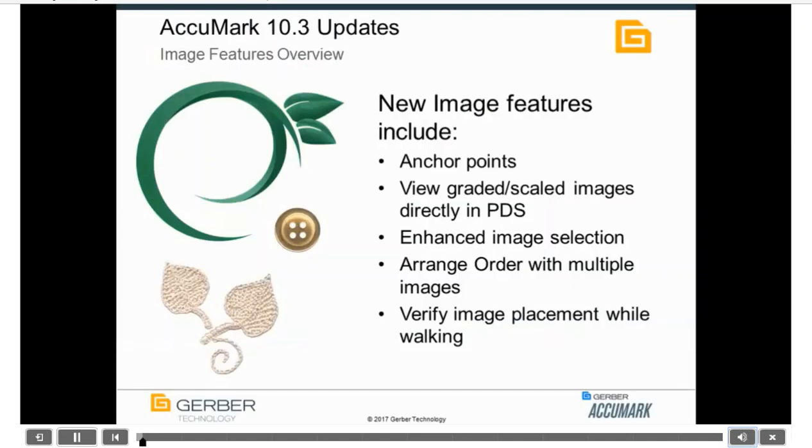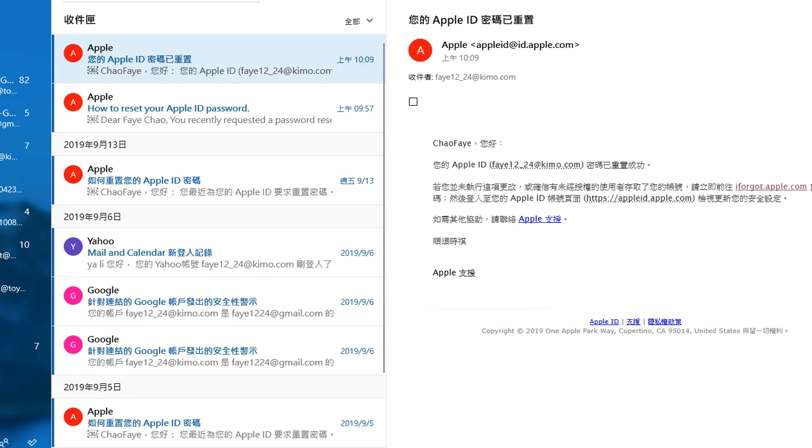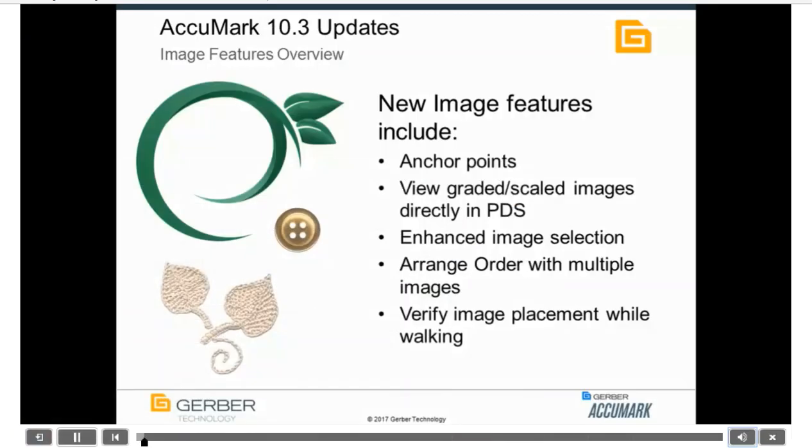For this version, we did a lot of upgrades and enhancements to our image placement capabilities. So when we talk about images, this is something that we brought in with the AccuMark 10.0 functionality. We are able to go through and place images on pieces. We're able to move them around, and we're able to do different things with them. So we've taken that a step further in our 10.3 update, by allowing you now to have better control over your grading and placement of those images.